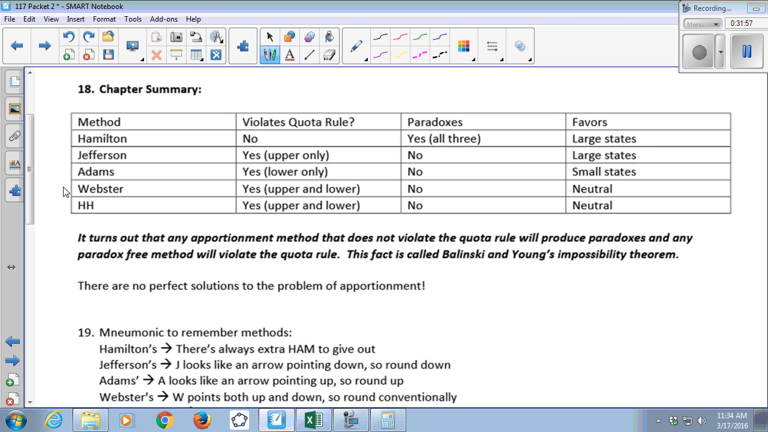So it turns out that any apportionment method that doesn't violate the quota rule will produce these strange paradoxes, and any paradox-free method will always violate the quota rule. So this is called Balinski and Young's impossibility theorem. Very similar to the impossibility theorem we studied in terms of voting, right? That there just is no perfect way to do this. There are no perfect solutions to the problem of apportionment.